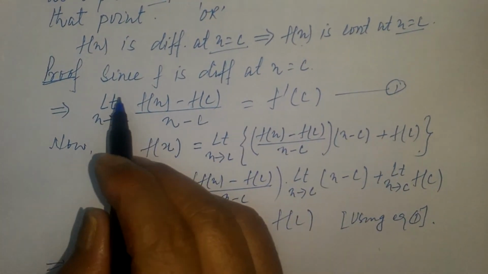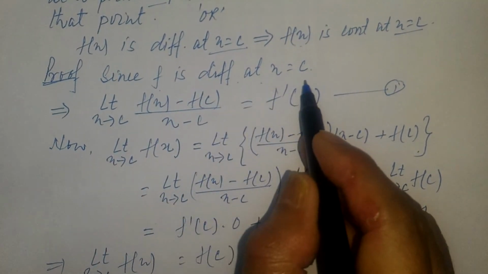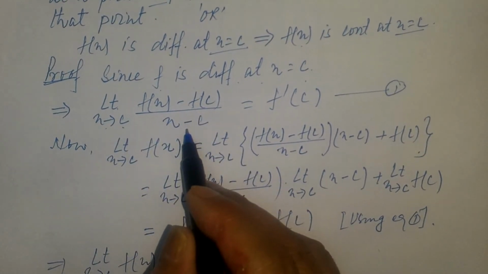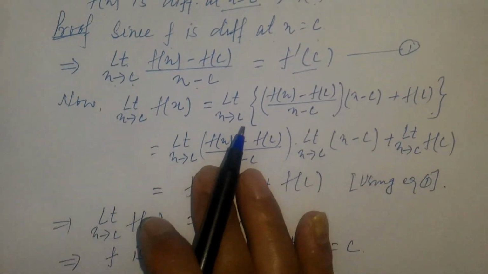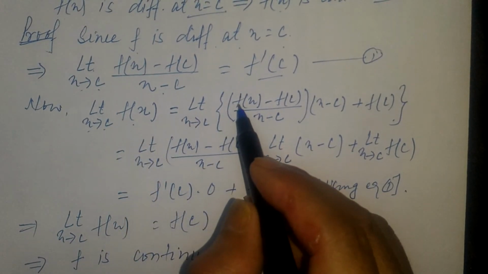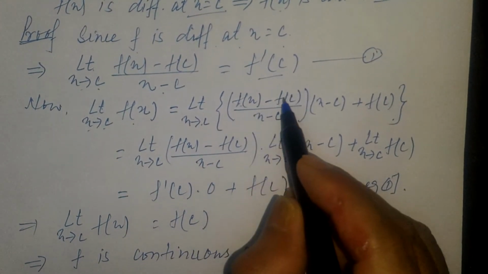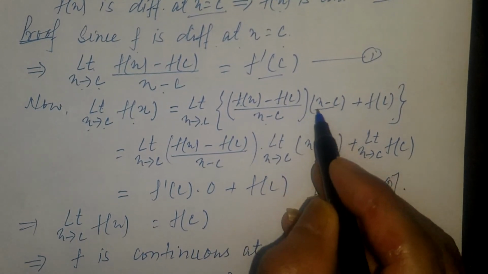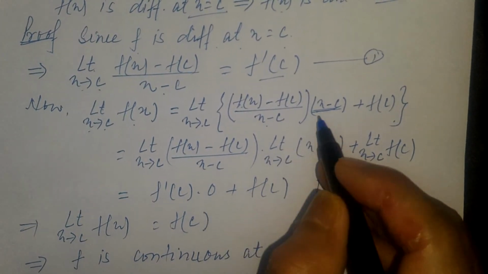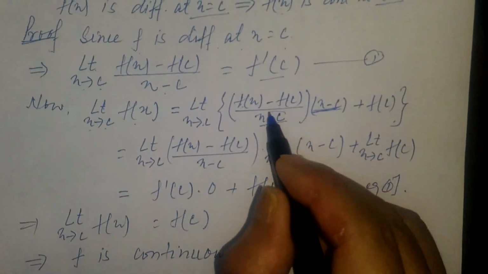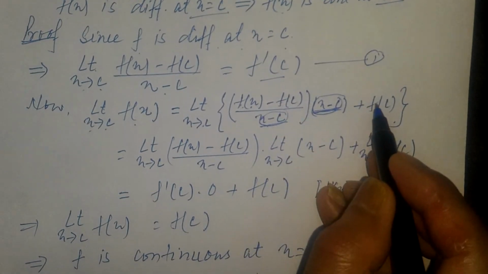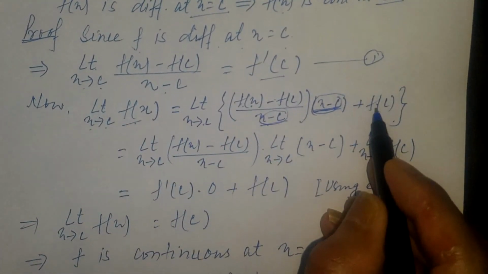Now see the proof. Since f is differentiable at x equal to c, we know from the definition, limit x tends to c of (f of x minus f of c) by (x minus c) is equal to f dash c. Now limit x tends to c of f of x, we can write as limit x tends to c of (f of x minus f of c) by (x minus c) into (x minus c). Why we are writing this, we'll see in the following lines. The x minus c cancel, and then we are left with f of x minus f of c, and plus f of c, which cancel. It means f of x can be written in this form.